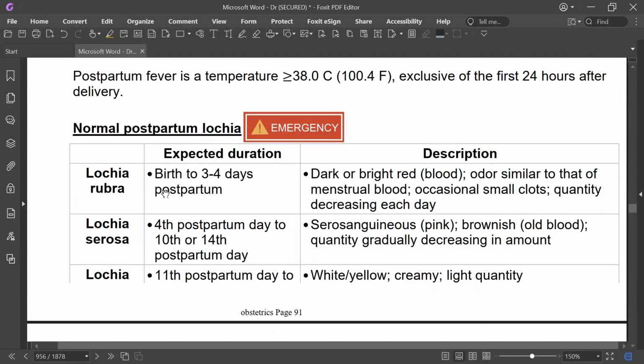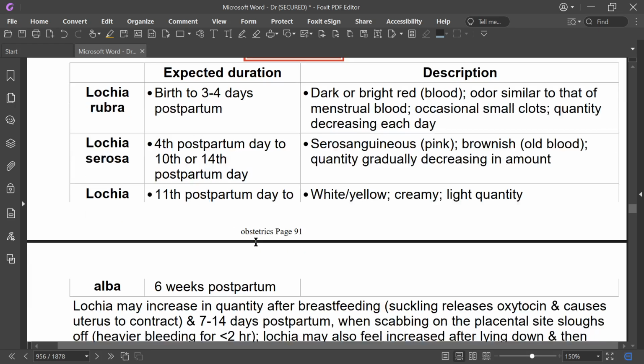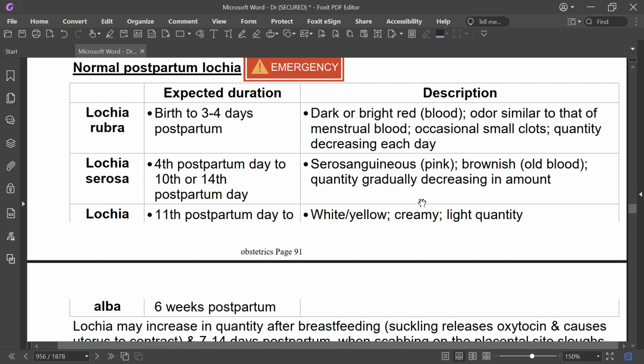Normal postpartum lochia: lochia rubra, serosa, and alba. Rubra is from birth to 3 to 4 days postpartum, serosa is days 4 to 14, and lochia alba is from about day 11 to the 6th week postpartum. Alba is white, creamy, light in quantity. Serosa is serosanguinous, with whole blood seen. Lochia rubra is dark bright red, with an odor similar to menstrual blood.